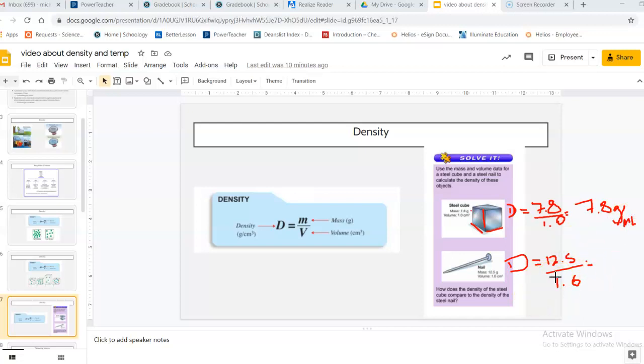In here, let me use my calculator. I got 12.5 divided by 1.6, and I get 7.81. And I'll put it over here, grams per ml or centimeter cube, same thing. Okay, so the nail is slightly denser, greater density, right? Slightly denser than the steel cube. That's how you would know. I just took this number and divided by this number to get that. All right, let me erase this.